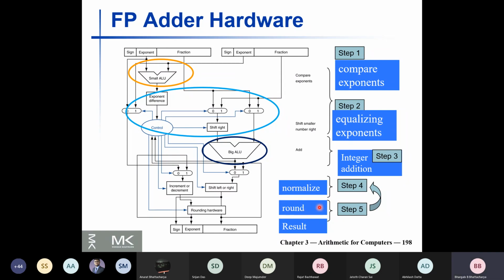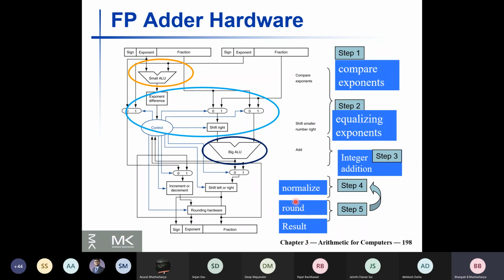And as I said, in IEEE they keep 3 extra bits. Because of the shifts, it may go beyond the 23 bits. So if you don't keep those extra bits, those will be lost, and therefore it may have a detrimental effect on the accuracy because the bits will be shifted right and left and so on. So therefore they keep some buffer.